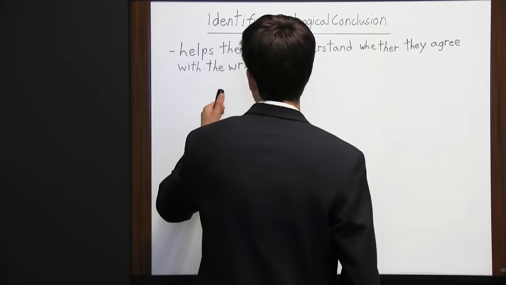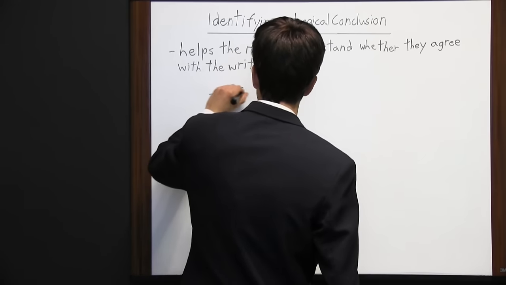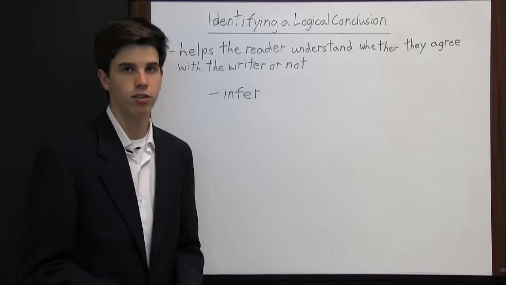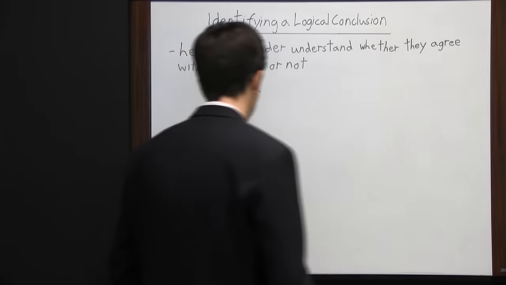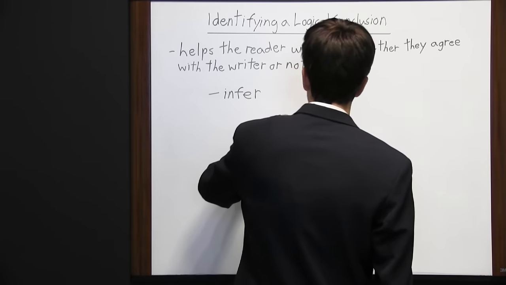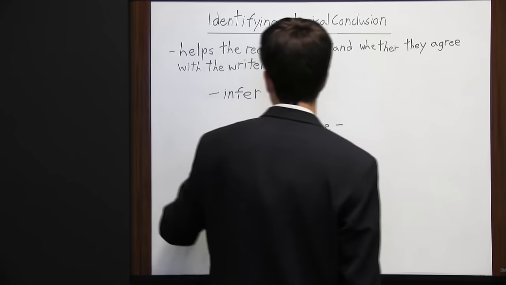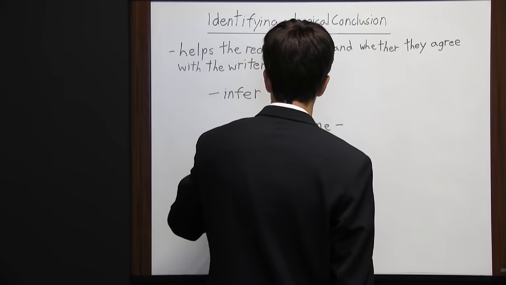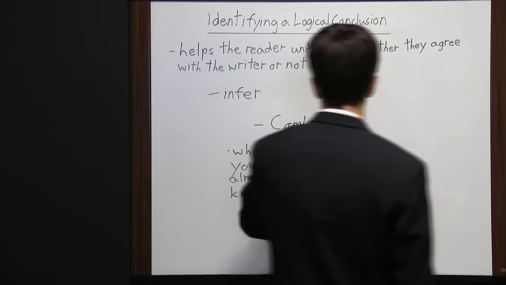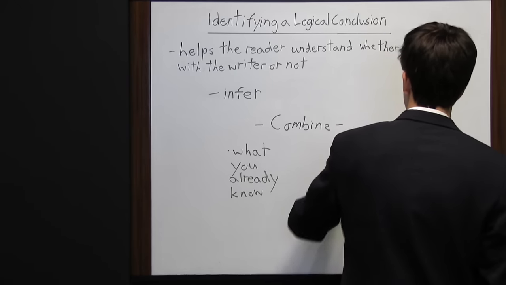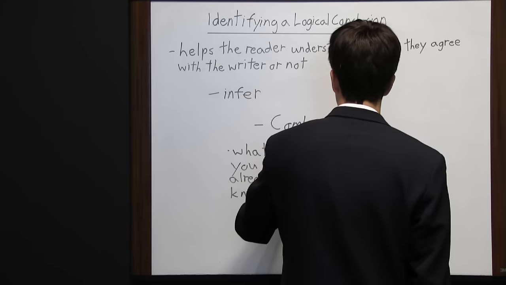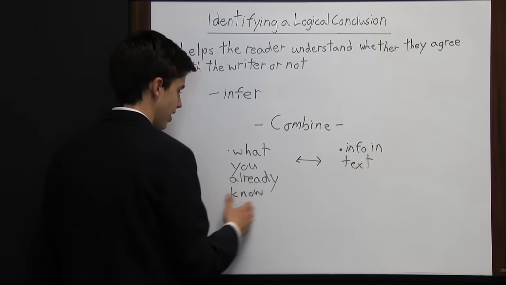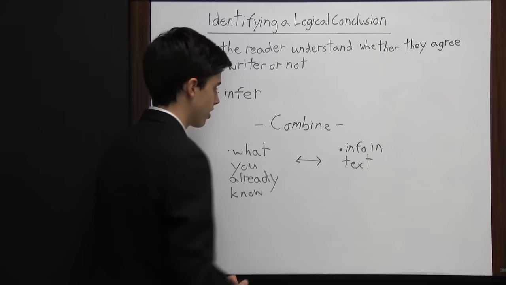So you're going to need to infer a lot, or make an inference. And to infer something just means to take what you already know and combine it with something else to draw a conclusion. So it's pretty self-explanatory. And so what you're going to have to do is combine two things: what you already know with the information found in the text. So I'm going to draw a double arrow there, because to make an inference, you're pulling these two things together, everything you find in the text and any pre-knowledge you have, and you're pulling that together to draw the conclusion.